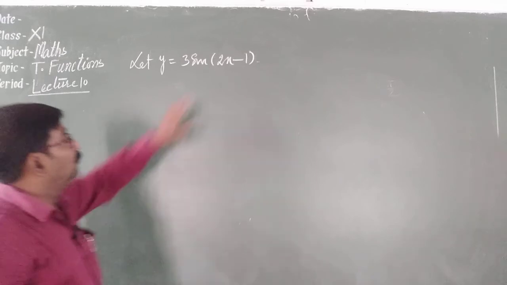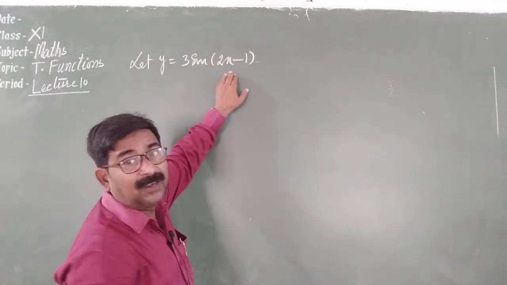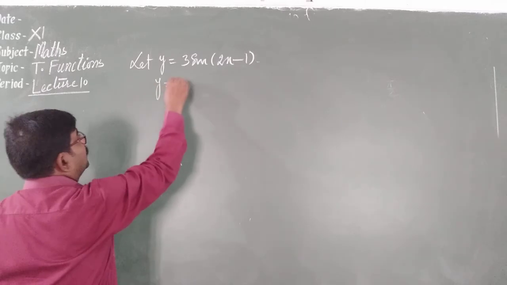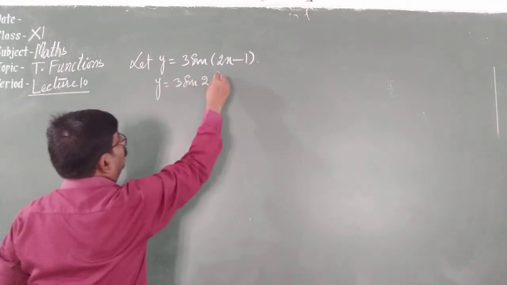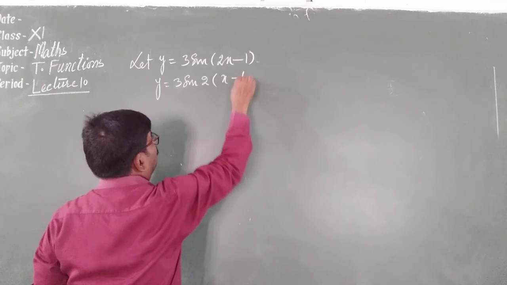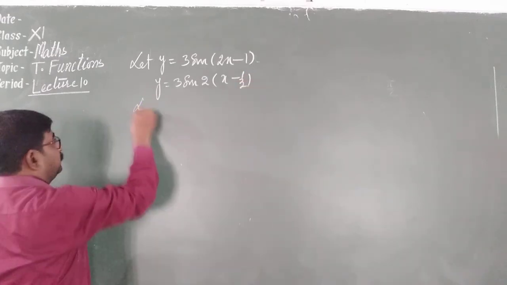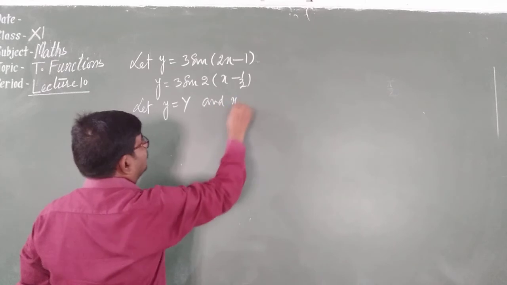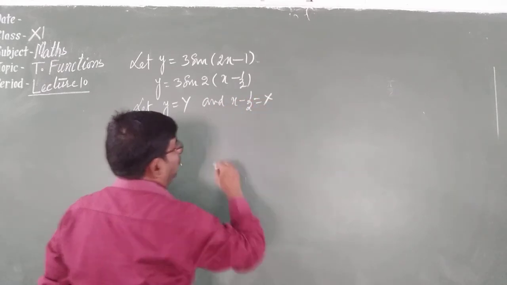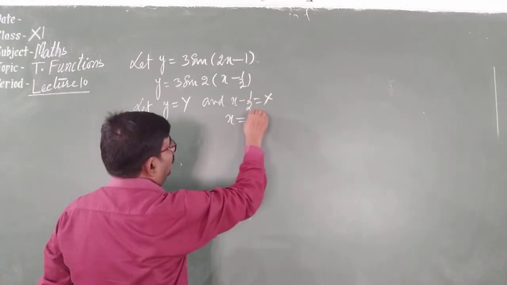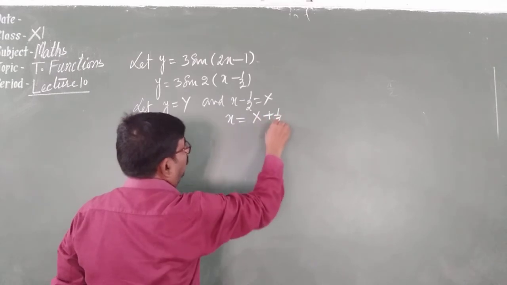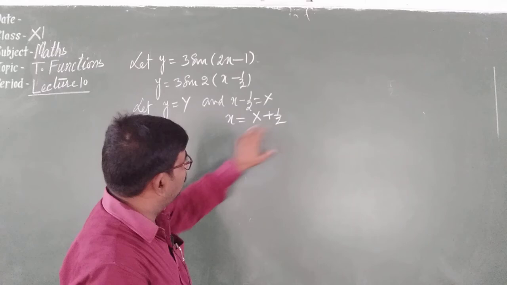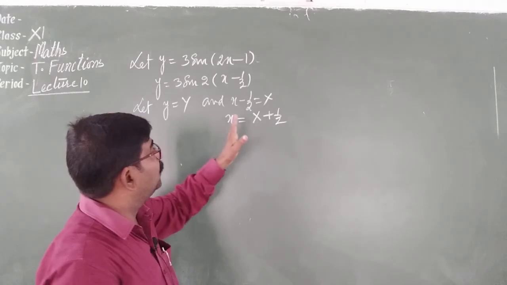So very simple. We have to convert this as theta angle. Take 2 common here. So what we have? y is equal to 3 sin, if you take common 2, we have x minus 1 upon 2. Let y is equal to capital Y and x minus 1 upon 2 is equal to capital X. Then x is equal to what? Capital X plus 1 upon 2. Means this is more than half more than this value. So we will plot the graph in the same way.